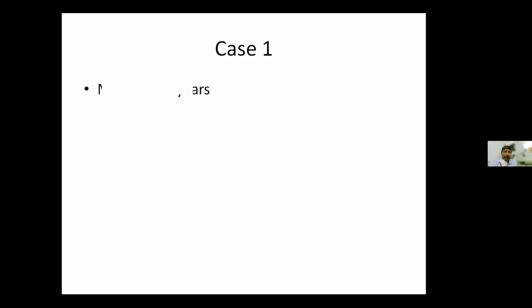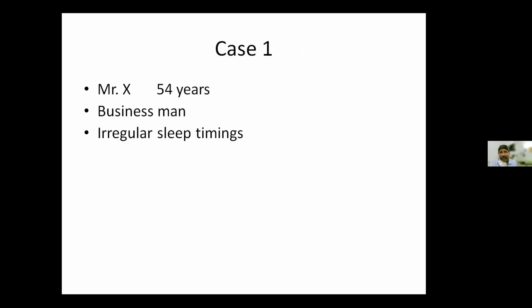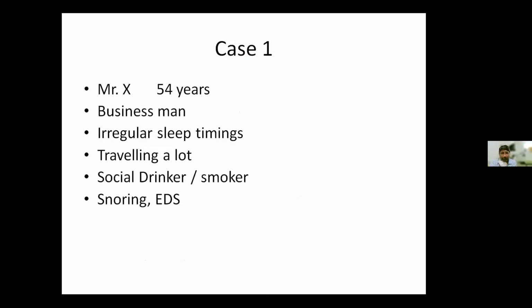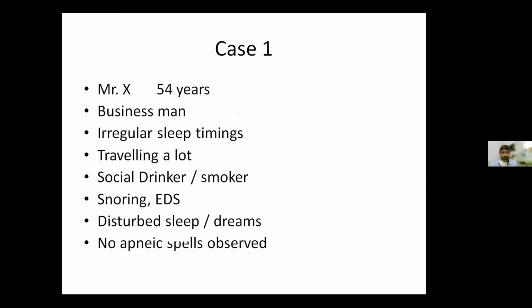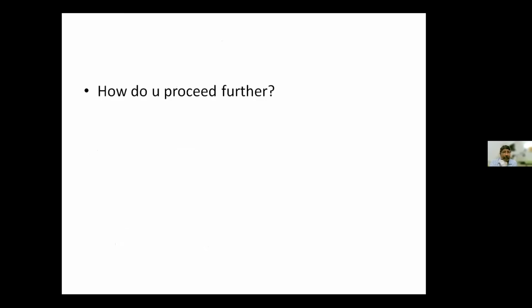Case one, Mr. X, a 54-year-old businessman who travels a lot with irregular sleep timings, social drinker cum smoker, snoring with excessive daytime sleepiness, with disturbed sleep, with vivid dreams. No apneic spells observed by his spouse. So how do you proceed further from the clinical history? Anything more you would like to ask?